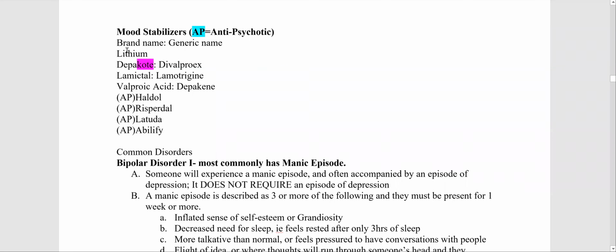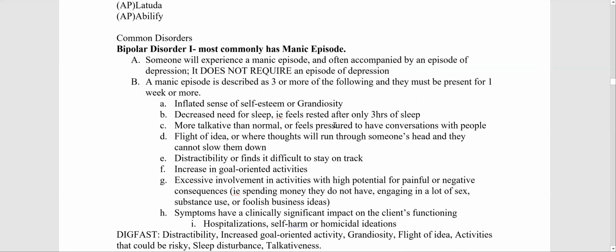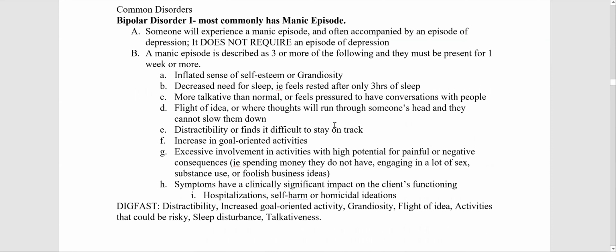So I apologize on that. So you just have to get acquainted with them and get familiar. So the brand names: lithium, Depakote, Lamictal, Haldol, Risperdal, Latuda, or Abilify. And again, AP is going to be our antipsychotics, so they can double count for them. And the disorders we're going to see are bipolar 1 and bipolar 2 disorder. And a lot of times people are like, Phil, I get super duper tripped up on these and I don't really know how to differentiate the two. Well, sit back and I'll try my best to explain the difference between the two.